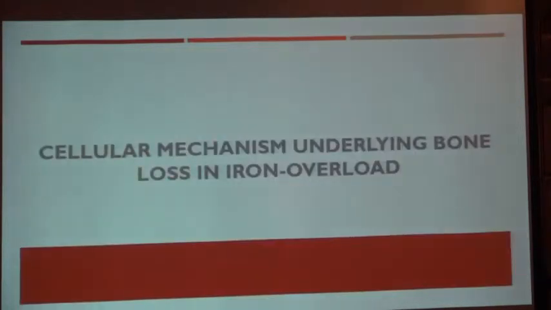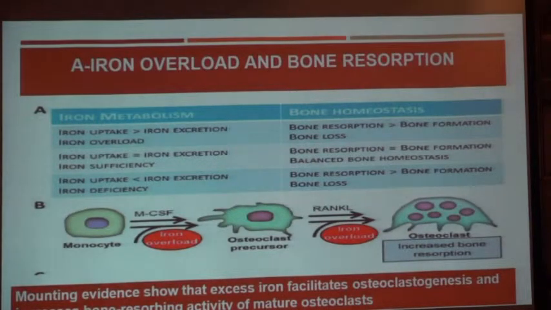So what are the cellular mechanisms underlying bone loss in iron overload conditions? This is the association between iron metabolism and bone homeostasis. If iron intake is less than iron excretion, iron overload occurs, and it can also lead to bone loss. If the iron intake equals the iron excretion, balance occurs and the bone homeostasis is balanced. But if the iron intake is less than the iron excretion, iron deficiency occurs and bone loss also occurs.